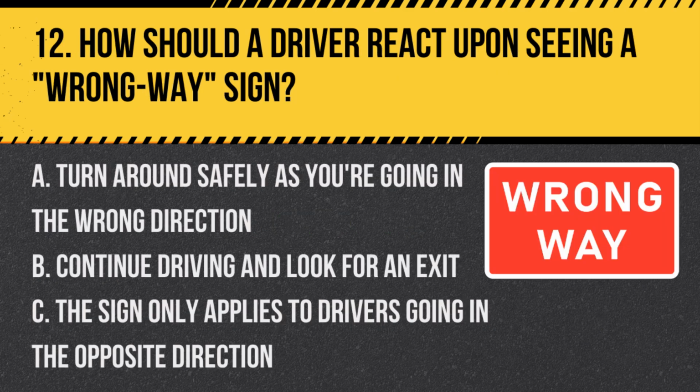Question 12. How should a driver react upon seeing a wrong way sign? A. Turn around safely as you're going in the wrong direction. B. Continue driving and look for an exit. C. The sign only applies to drivers going in the opposite direction. Answer. A. Turn around safely as you're going in the wrong direction. This sign indicates you're driving against the traffic.